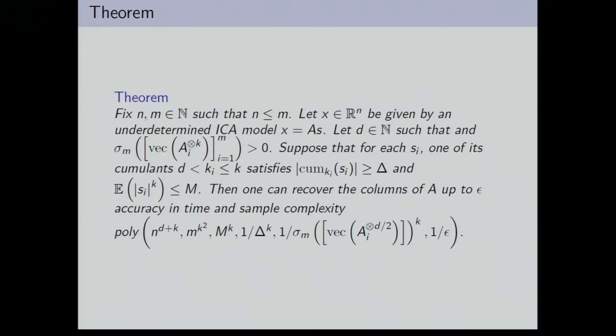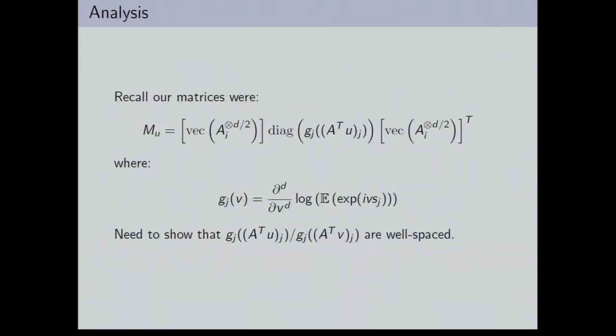Okay, so I have a little bit of time left, so I can talk about how you actually prove this. The overall scheme should be relatively clear from what I said earlier. So if you take a derivative tensor at u, you end up with something of this form. The diagonals are going to be the dth derivatives of the log of the Fourier transform of each variable. And so now we just have to show, by applying our previous tensor decomposition theorem, that the quotients are well spaced between when you take a u and a v.